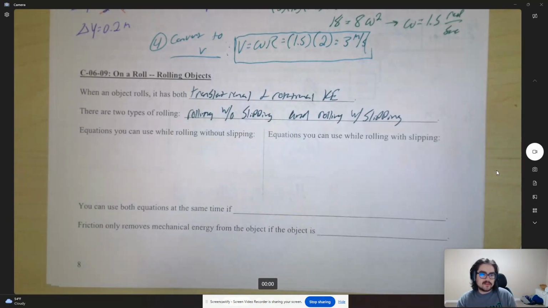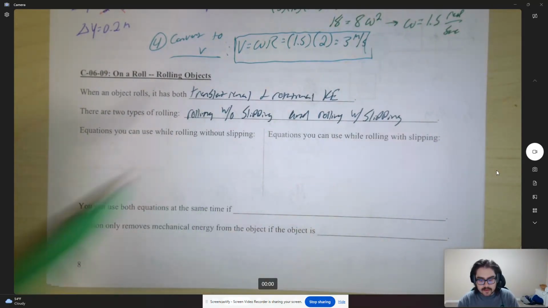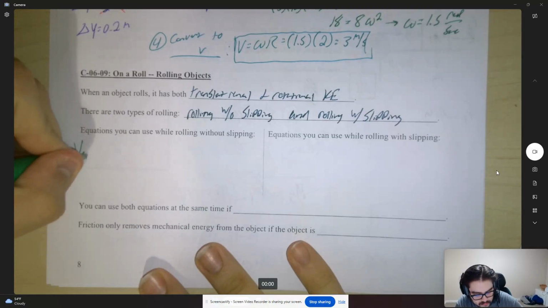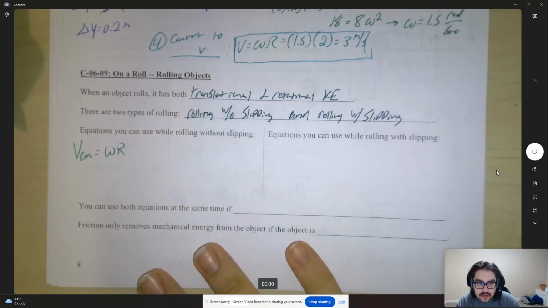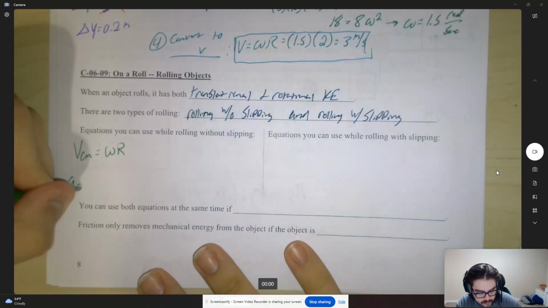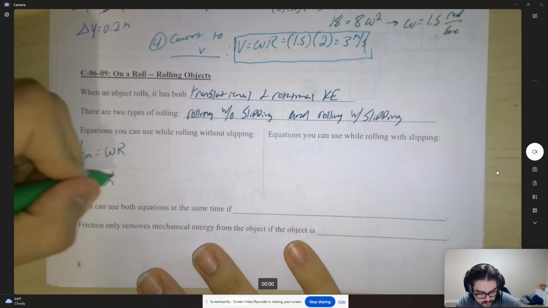Rolling without slipping is when the wheel is rotating and translating with each other, sort of. So it's not skidding or anything. Rolling with slipping means that it is skidding. Here are some equations you can use. If you're rolling without slipping, you can use that the velocity of the center of mass is equal to omega times r. That's your traditional linear speed equation, right? And the acceleration of the center of mass is equal to alpha times r.